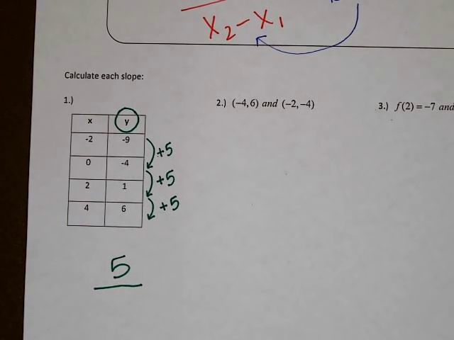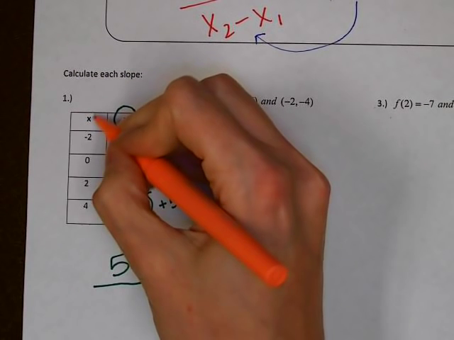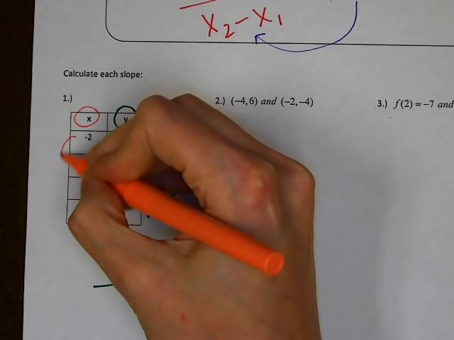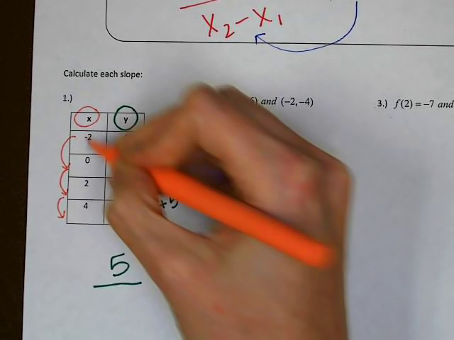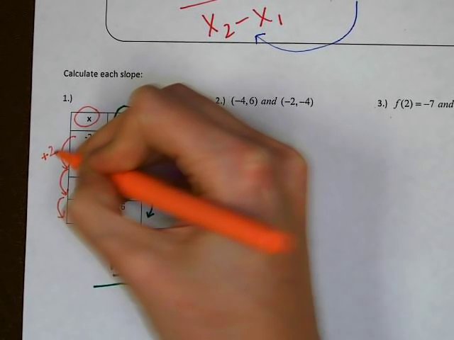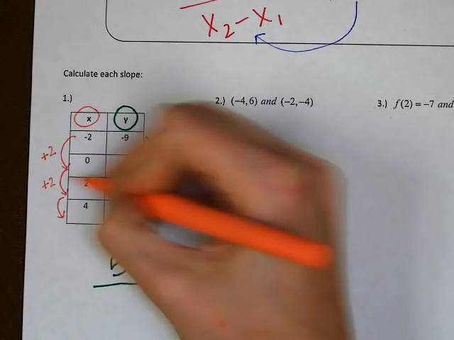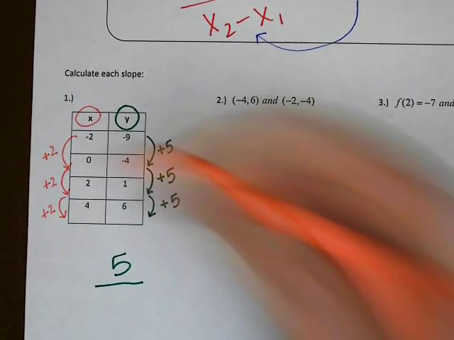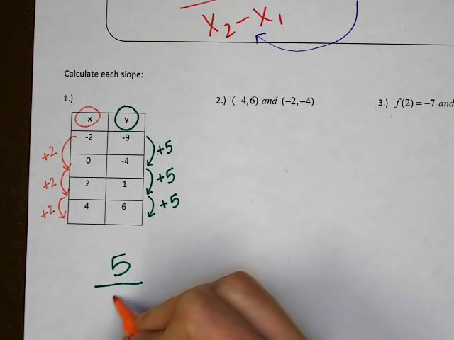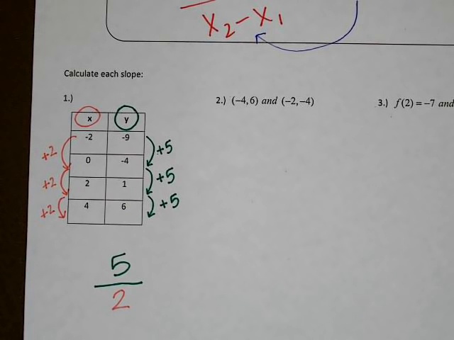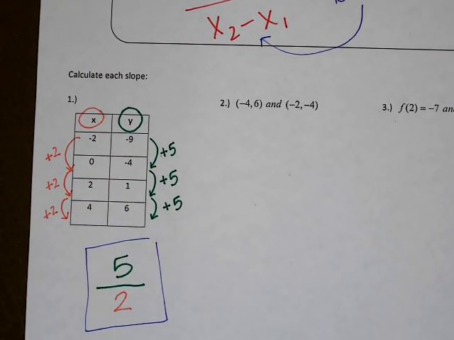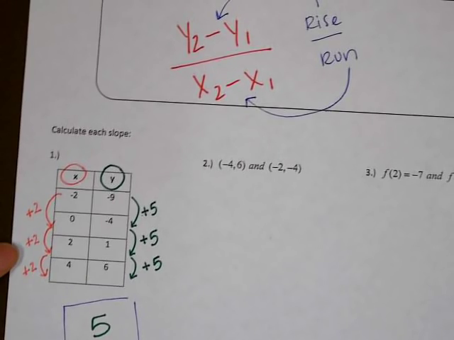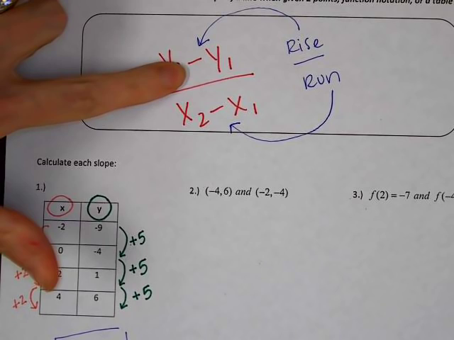And then now let's check the run part. In the x direction, how are you getting from one x to the next? It looks like we're going +2, +2, +2. So the run is right 2. So the slope for this table would be 5/2. Up 5 over 2. Off a table, I wouldn't really say you need this formula. You just count rise over run.